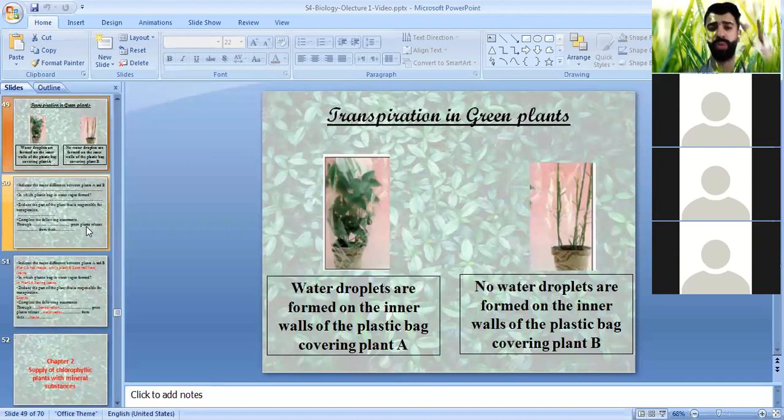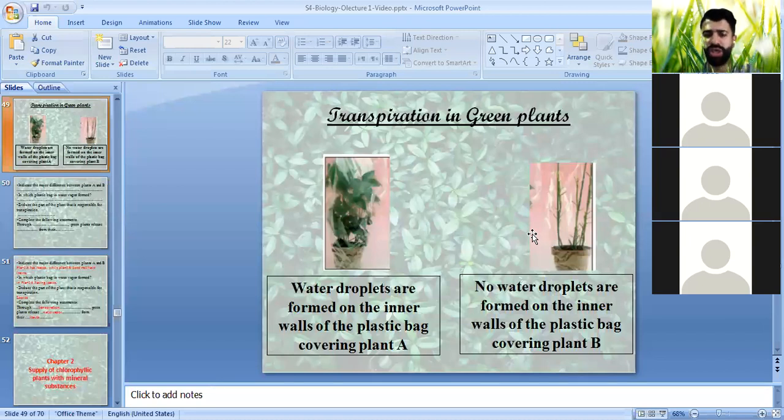In this experiment, we have two plants. One of them contains leaves, and the second one, which is plant B, has no leaves. Both of them are covered with a transparent plastic bag. After a few minutes, water droplets are formed on the inner walls of the plastic bag covering plant A, while no water droplets are formed on the inner walls of the plastic bag covering plant B. So we have water droplets in A, while we don't have water droplets in B.